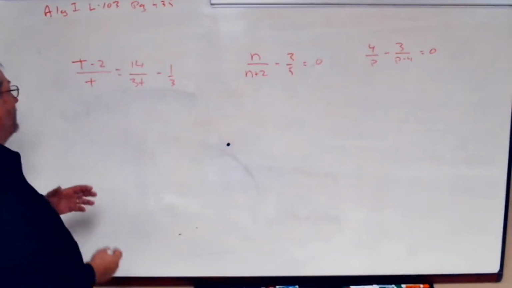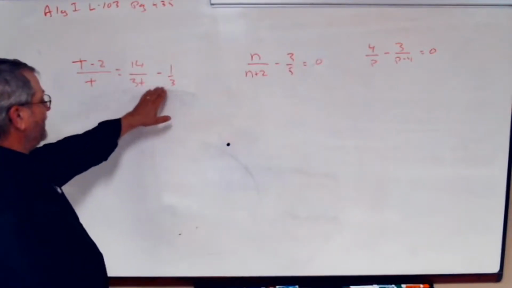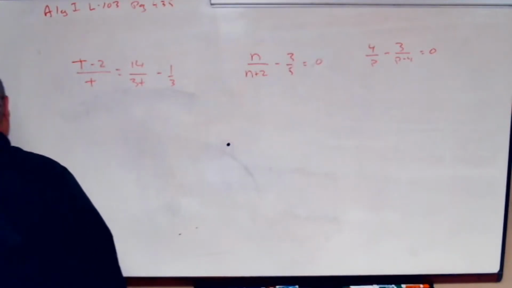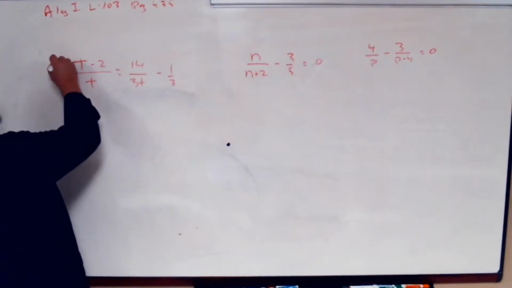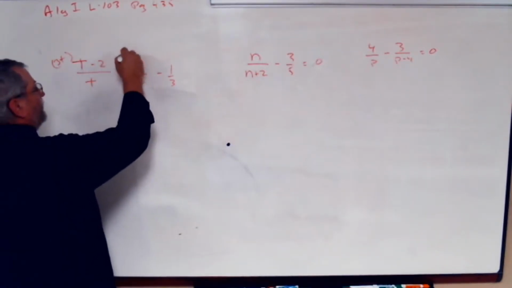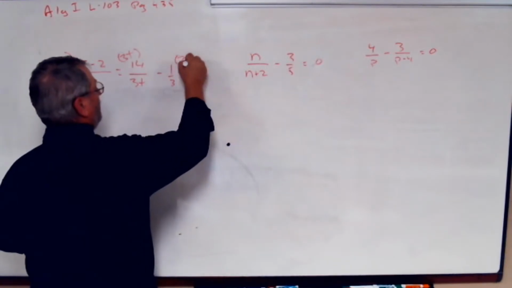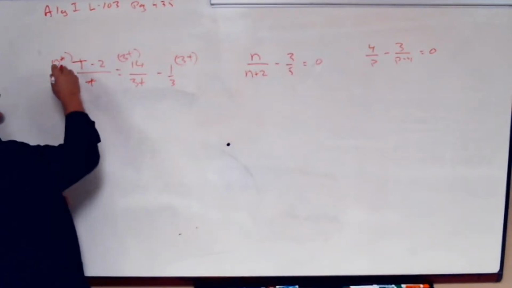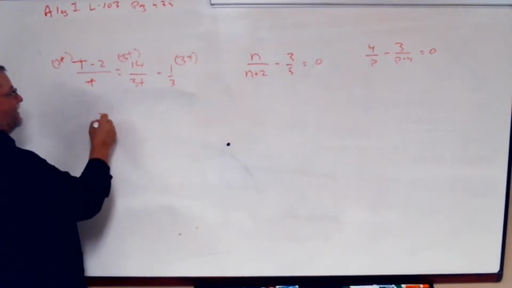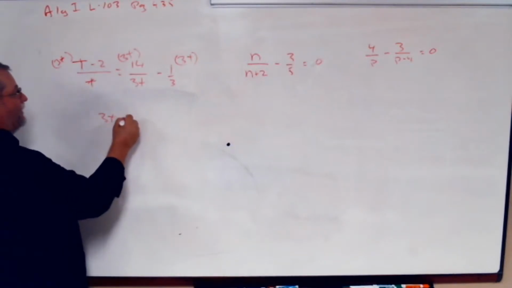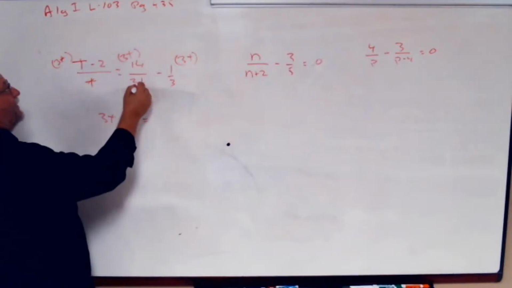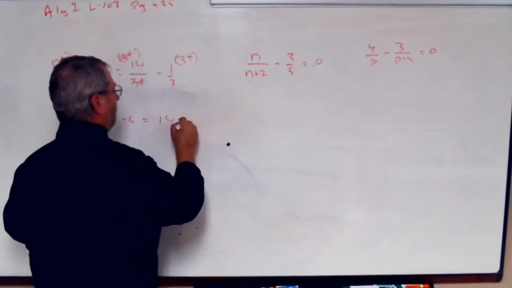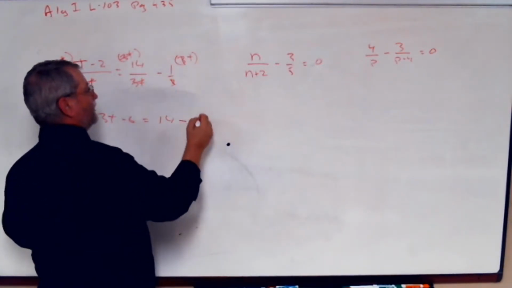Lowest common denominator here, this has a t, 3t, and 3. So 3t is the lowest common denominator. So I'm going to multiply everything by 3t, like that. Over here, the t's cross cancel. So what I have left is 3 times t, and 3 times negative 2 equals. Over here, the whole 3t cross cancels. So that's just 14 minus right here. The 3's cross cancel. This is t.